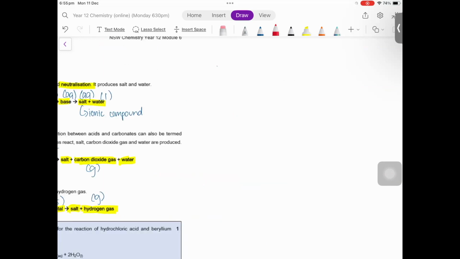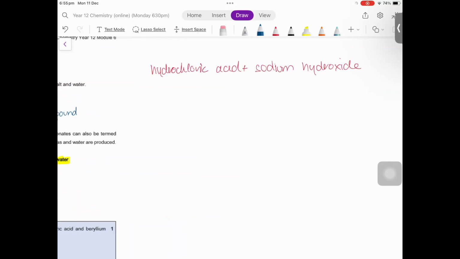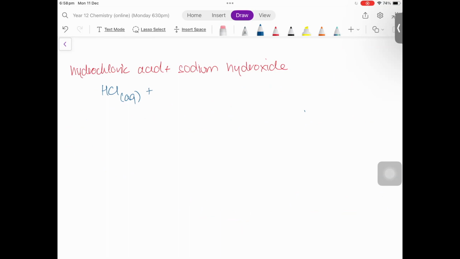Write the equation for hydrochloric acid plus sodium hydroxide. What's the formula for hydrochloric acid? HCl. What's the state of hydrochloric acid? Aqueous. What's sodium hydroxide? NaOH. And what's the state? The state is aqueous.